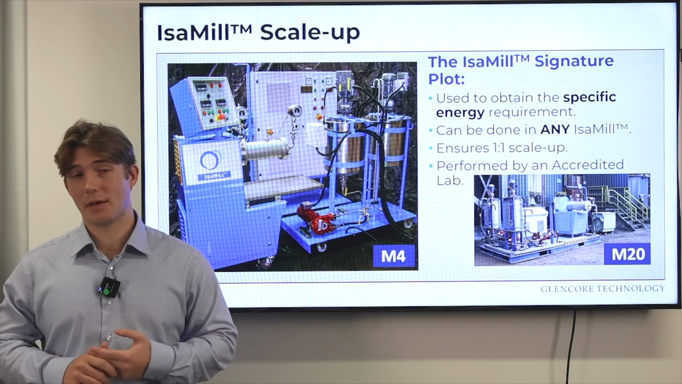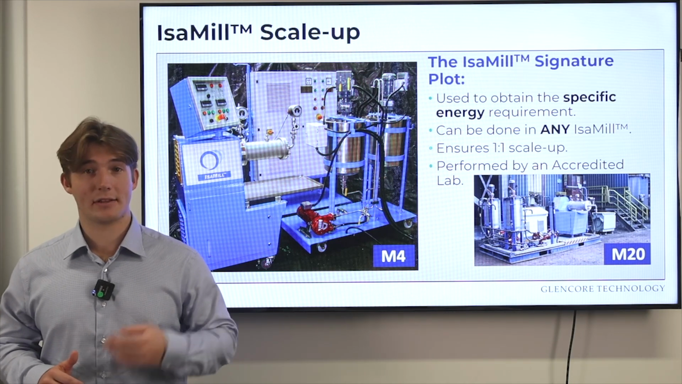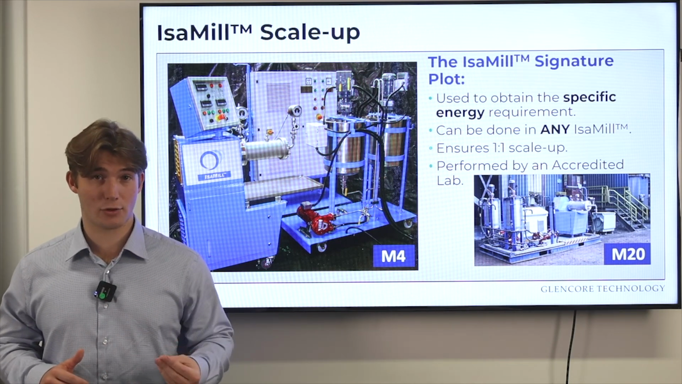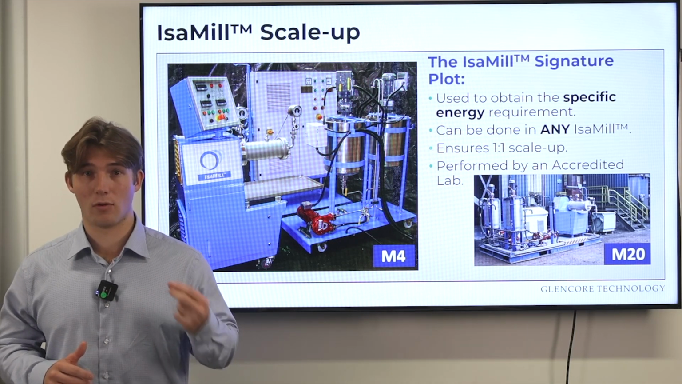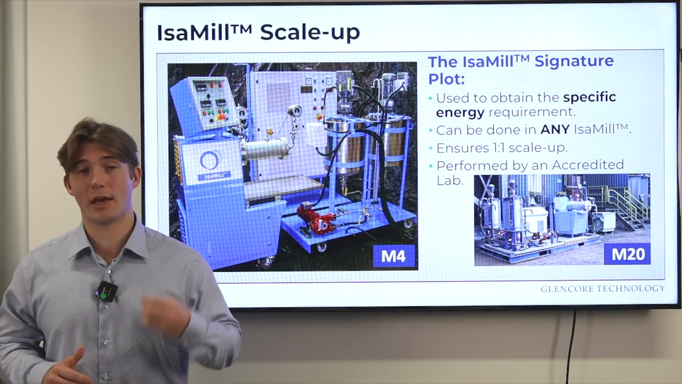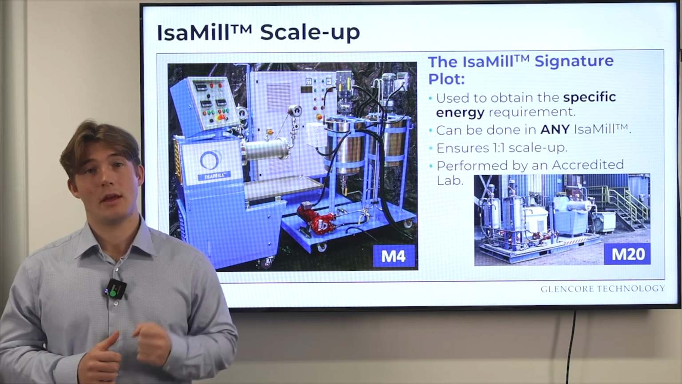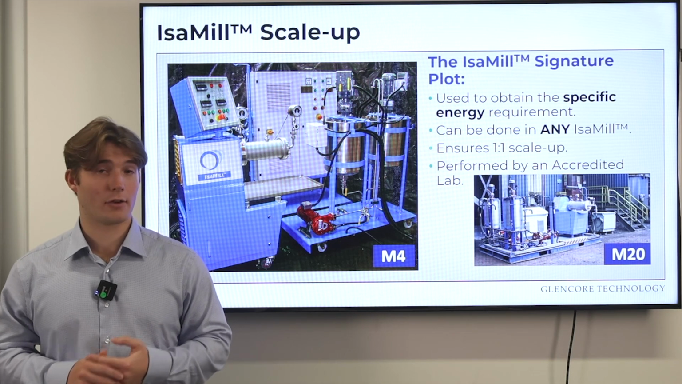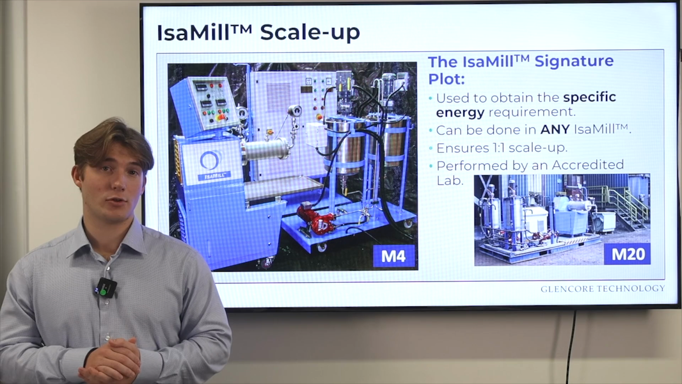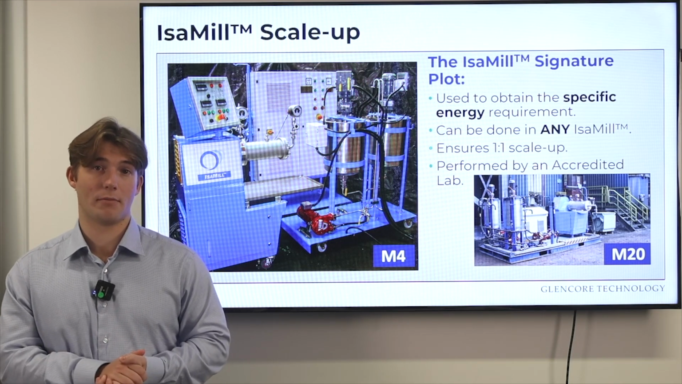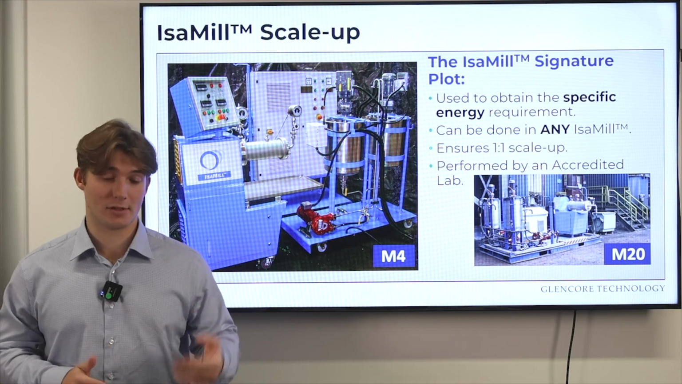The signature plot can be done in any IsaMill from the M4 up to the M10,000, and the test work conditions are tailored to your application to ensure that you get the best result for your ore body and to ensure that you get the one-to-one scale up from lab scale to full scale. Test work is also completed by an accredited lab which undergoes GT's QA/QC procedures to ensure that you get the best result every time the signature plot is completed and to ensure that the one-to-one scale-up condition is met.